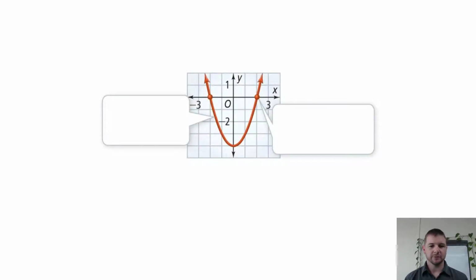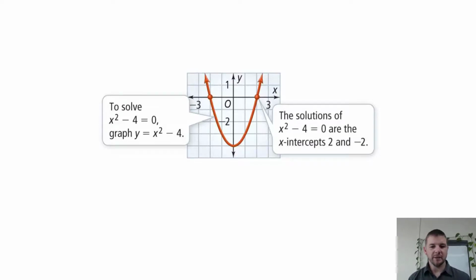Consider the graph shown. To solve x squared minus 4 equals 0, graph the equation y equals x squared minus 4, essentially substituting y for 0 in the original equation. The solutions of x squared minus 4 equals 0 are the x-intercepts. As we can see on the graph, that's 2 and negative 2.